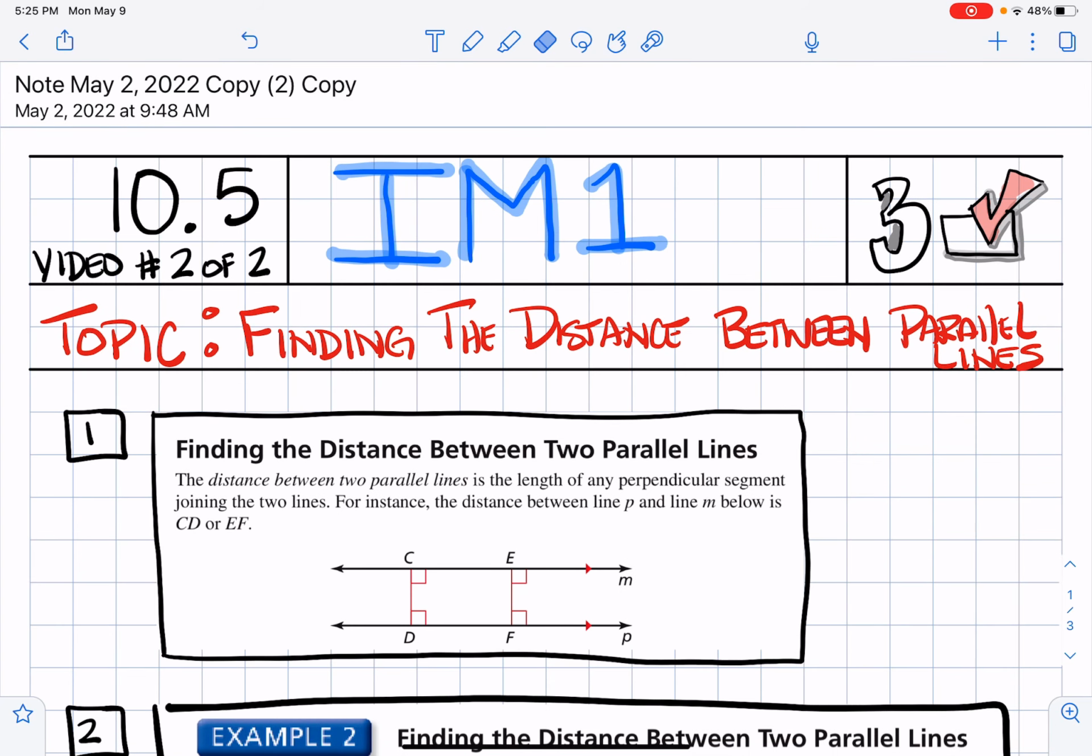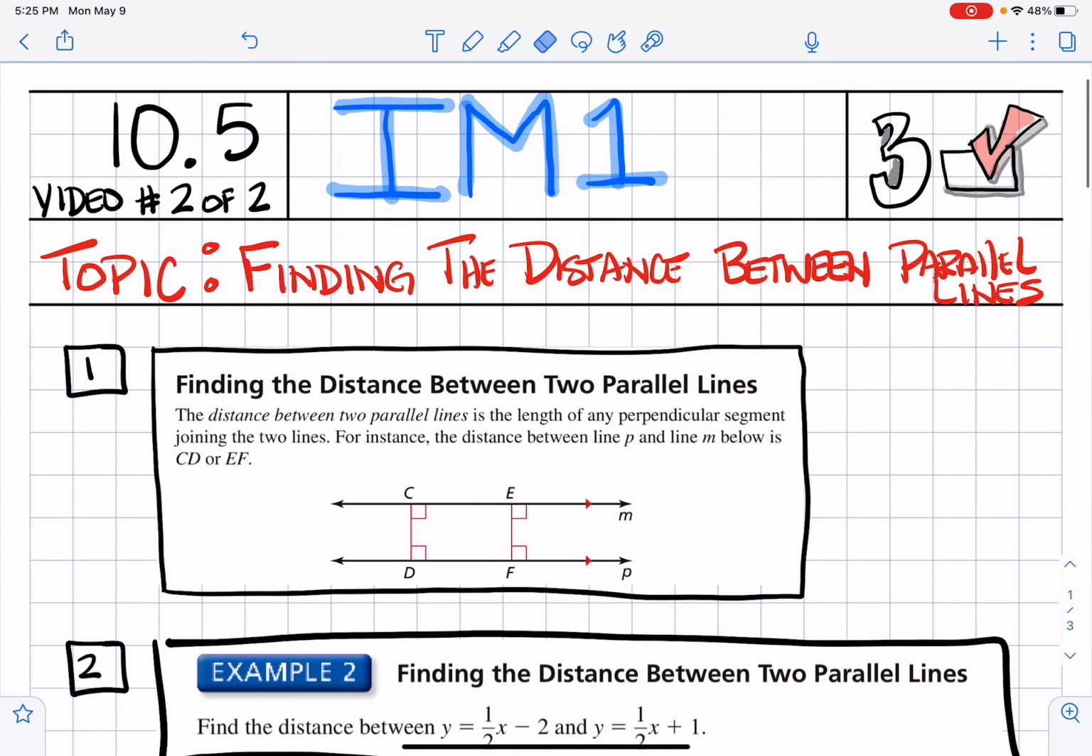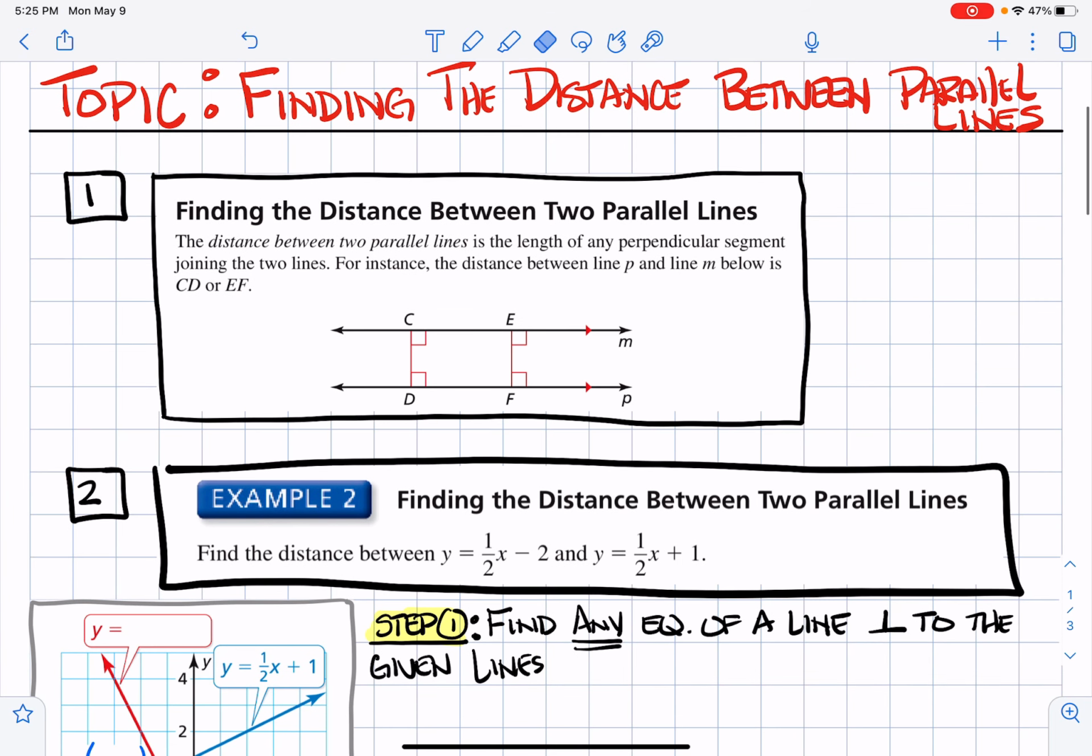Welcome to video lesson 2 of 2 for 10.5. For IM1, we have 3 boxes to talk about in this particular lesson. And the topic for this lesson is finding the distance between parallel lines. So let's dive right into this, okay?